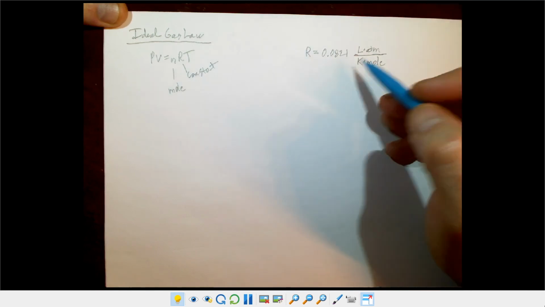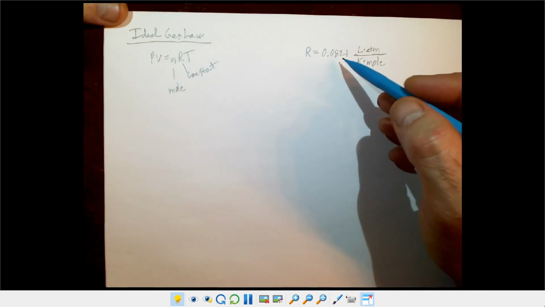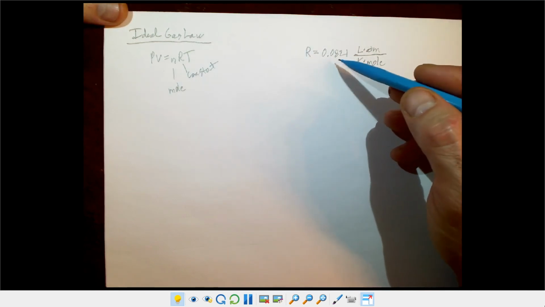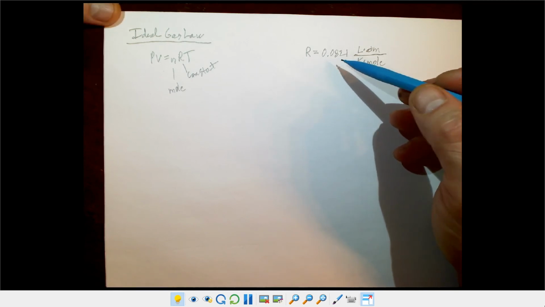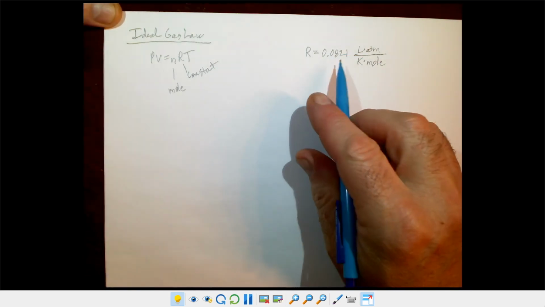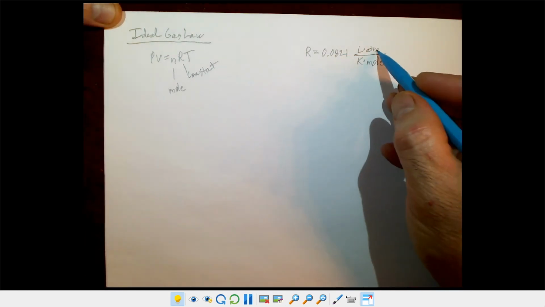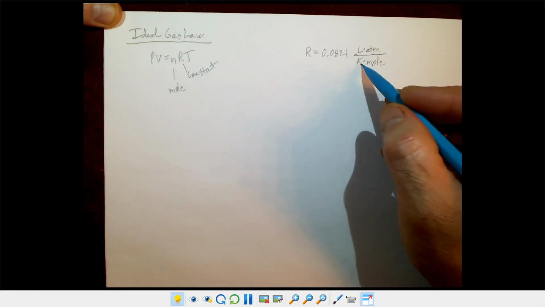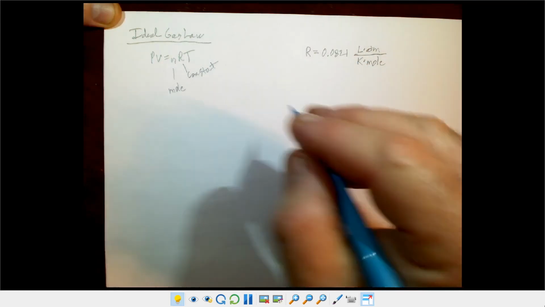I like to use the analogy. It's kind of like the acceleration due to gravity. You guys all learned whenever you took your physical science, your integrated science, that's 9.8 meters per second squared. It's always that. It's the same thing for R. It's always going to be this value if you're talking about liters, atmospheres, Kelvin, and moles. It's always going to be that value that you stick in there.